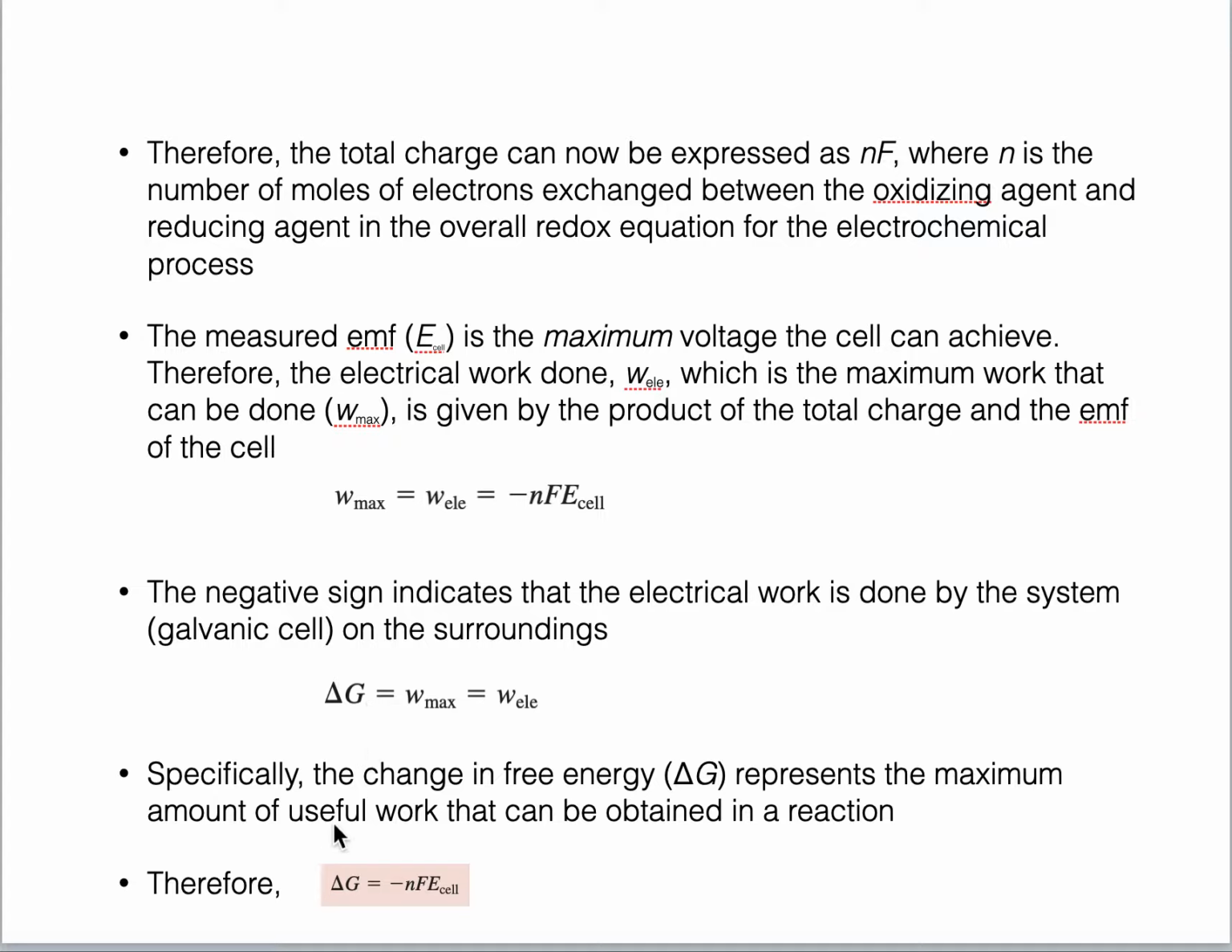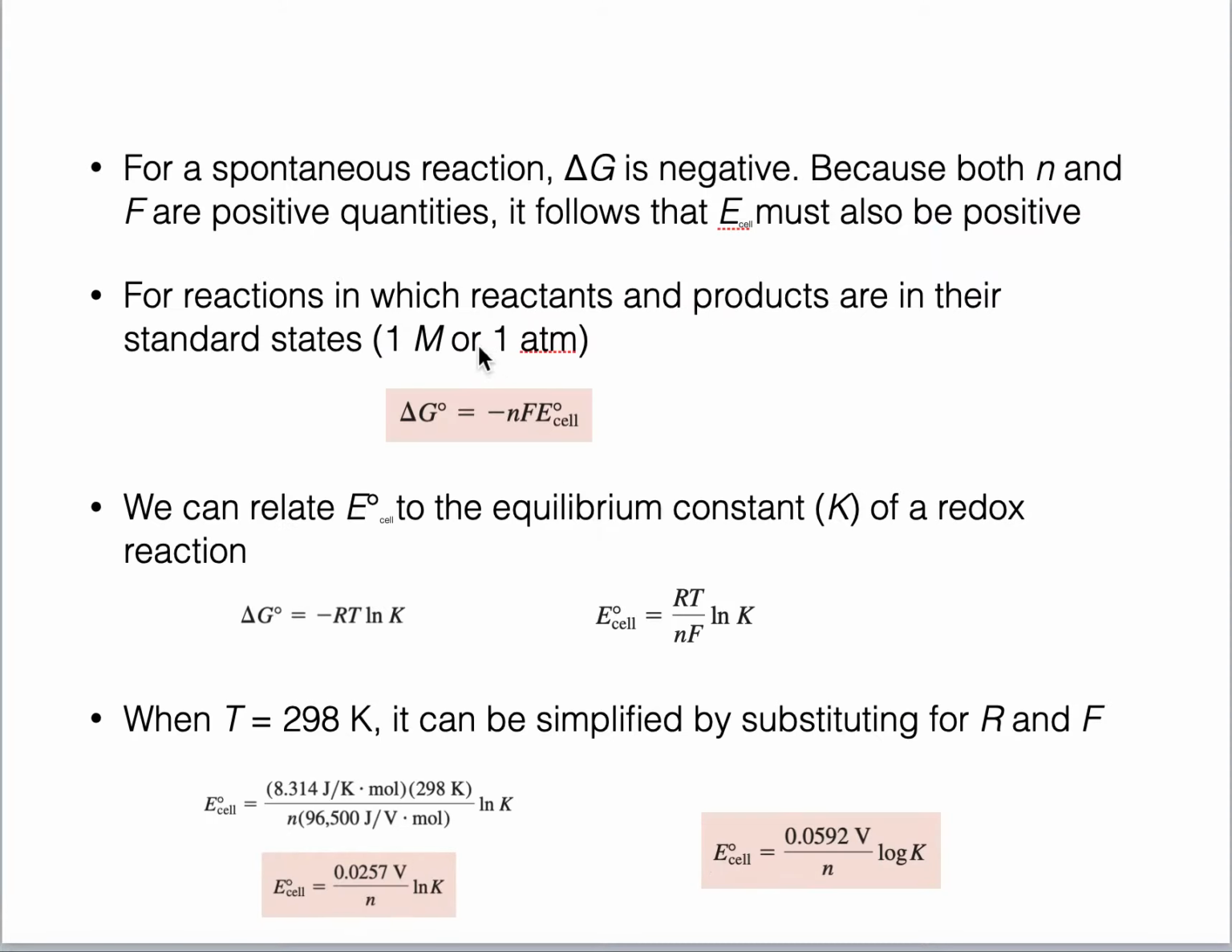But anyways, we will give here the maximum work done in terms of change in free energy, which is delta G equal to minus nF E cell. If the reactants or products are in their standard state, that is at 1 molar concentration or 1 atmospheric pressure, and the temperature is 25 degrees centigrade, then we can use the standard change in free energy, which is given as delta G naught equal to minus nF E naught cell. In this case, we will use E naught cell, the standard potential, for the standard change in free energy.